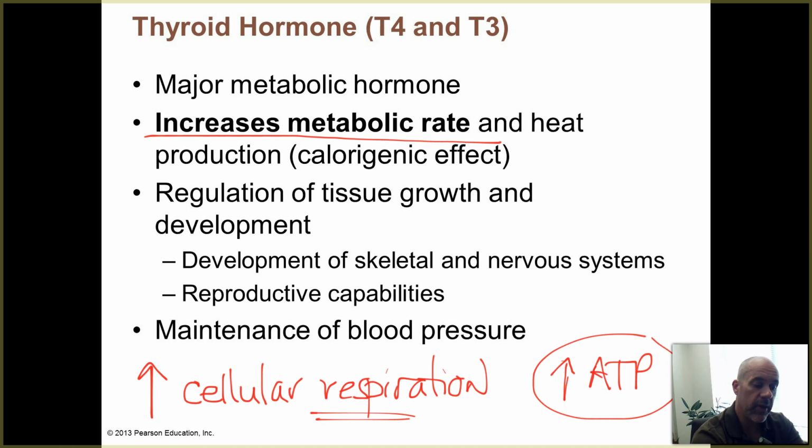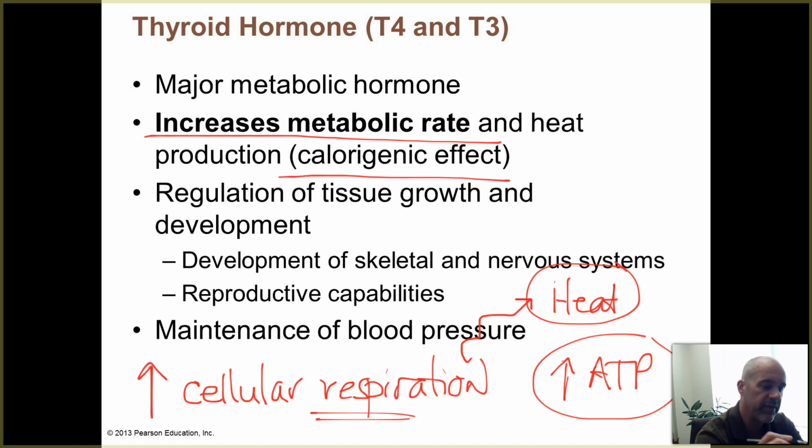Another thing, if you remember from when you learned a little bit about cellular respiration in Biology 201, one of the byproducts of cellular respiration is heat. As you break down nutrients, it's just like when you break down gasoline molecules in the engine of your car, heat gets released. Some of that stored energy gets converted over to heat. So more thyroid hormone production means more heat production, and that is sometimes referred to as a calorigenic effect.